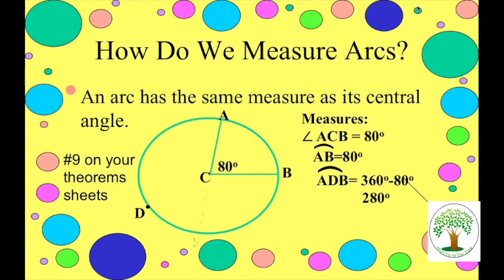Okay, good. Arc ADE is half the circle, and it's 180. Are you with me so far? Okay, because it's the semicircle, correct? And notice that I named it with 3 letters.